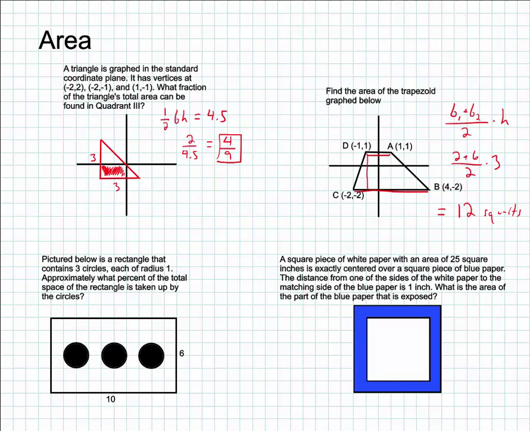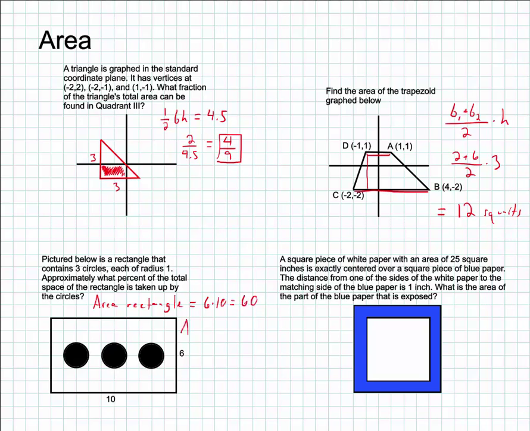Pictured below is a rectangle that contains 3 circles, each of radius 1. Approximately what percent of the total space of the rectangle is taken up by the circles? So first, let's get the area of the rectangle. That is equal to the length times the width, so 6 times 10, or 60.